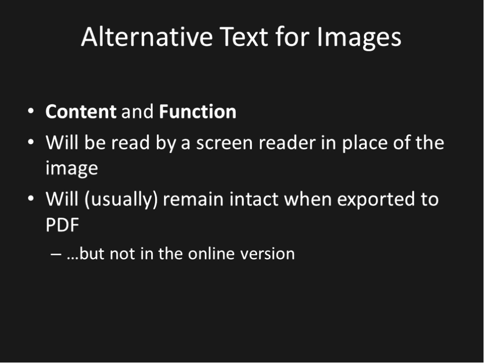Generally within Word, we usually don't have linked images, ones that you can click on. So content is really what we're going to be focusing on. What's the content that's being conveyed by that image? And that alternative text, if we author that and add it within Microsoft Word, it will be read by a screen reader in place of the image. So as a blind user is reading through the document, it would read that alternative text for the image. And if you do things correctly, it will also remain intact when you export that document to PDF or to HTML or to other formats.